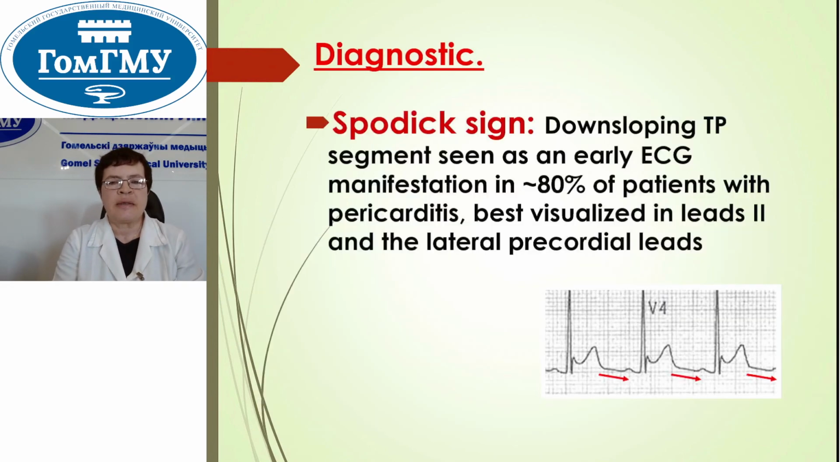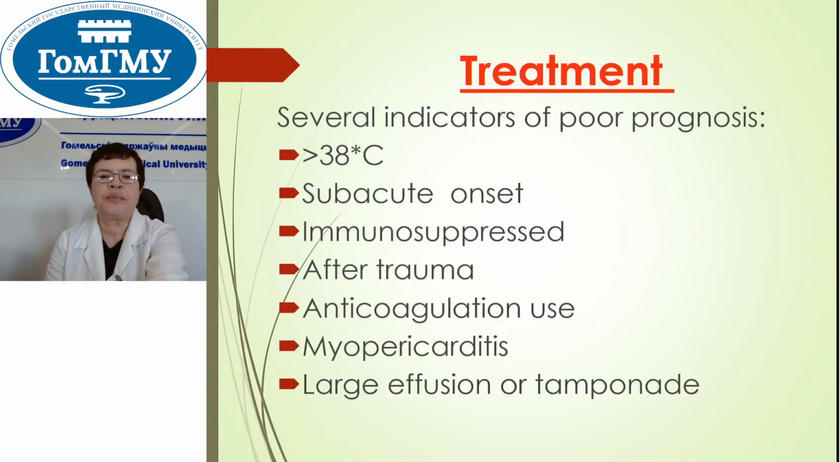Spodick sign. It means downsloping TP segment seen as an early ECG manifestation in 80% of patients with pericarditis, best visualized in leads second and in the lateral precordial leads. So the best vision of Spodick sign is in the second lead of the electrocardiogram.